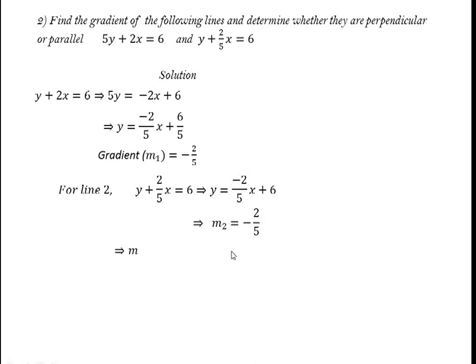What then can we conclude, since the gradients are equal? Since they're equal, we say the lines are parallel. Alright? So that is what we do. Those are the two key properties of a straight line.